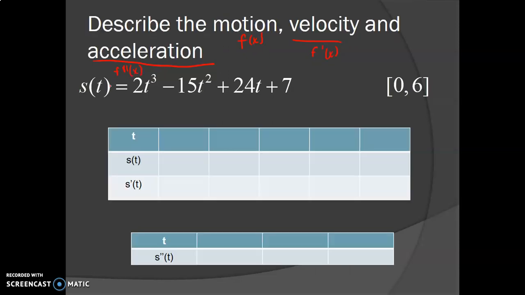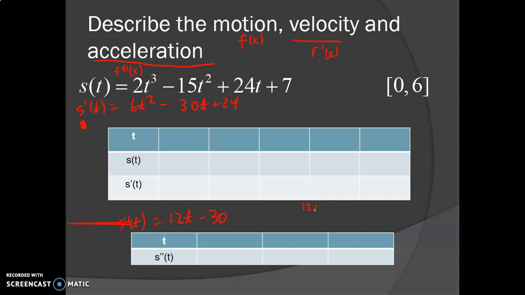So let's go ahead and make our individual tables, and then we'll make a combined table. And this one gives us an interval going from 0 to 6. So let's look at the first derivative. S prime of t would be 6t squared minus 30t plus 24. And then down here we'll look at the second derivative. The second derivative would be equal to 12t minus 30.